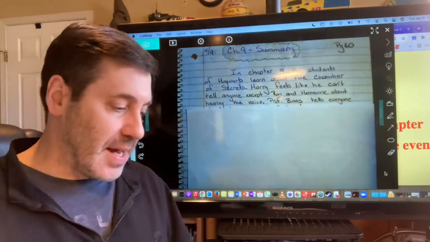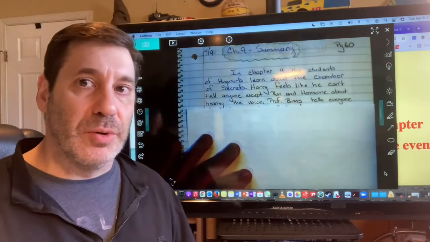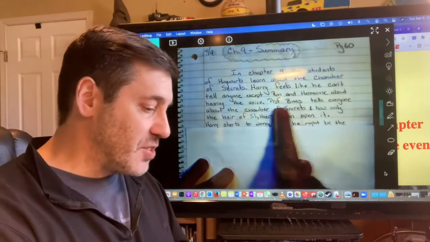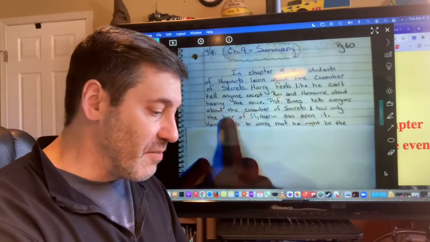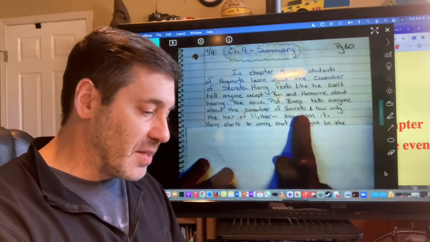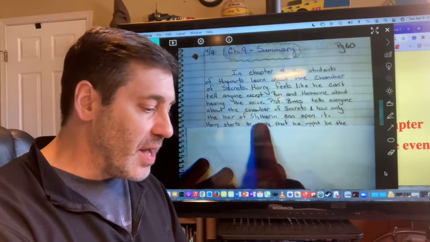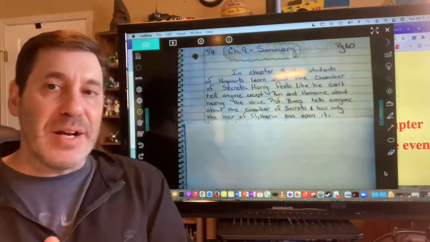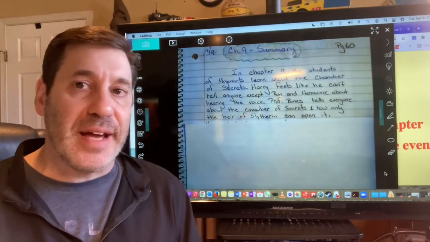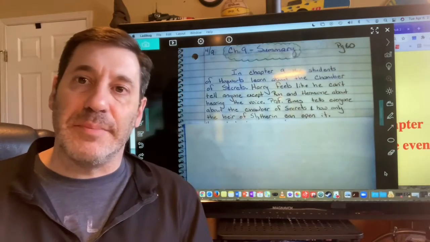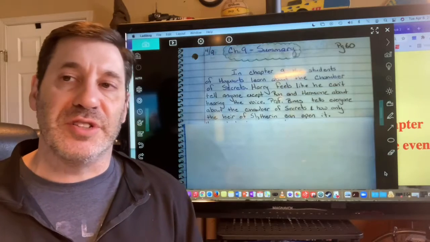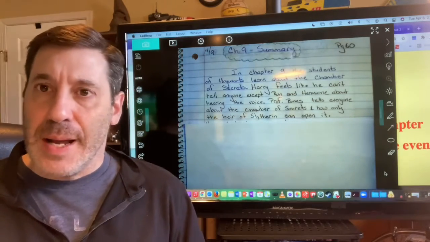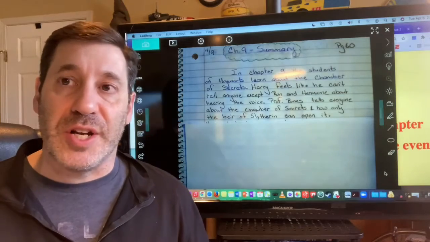The second detail, I get right into the legend. And here I write, Professor Binns tells everyone about the Chamber of Secrets and how only the heir of Slytherin can open it. Now, I don't dive into all of the details about the chamber. That's something that you could definitely do in your summary. You could summarize that legend a little bit. All right, but I think it's most important that you are sharing in your summary.